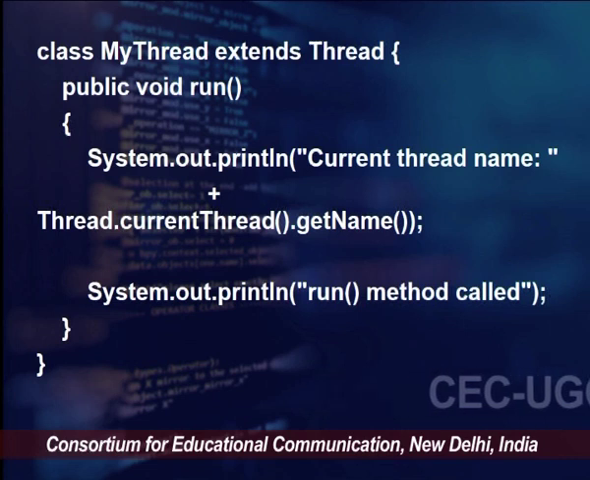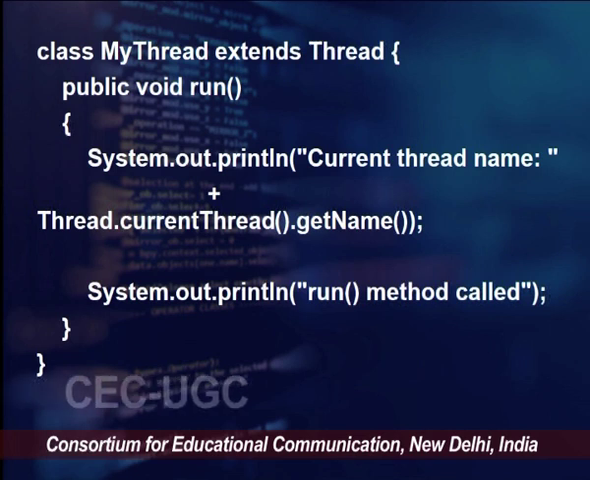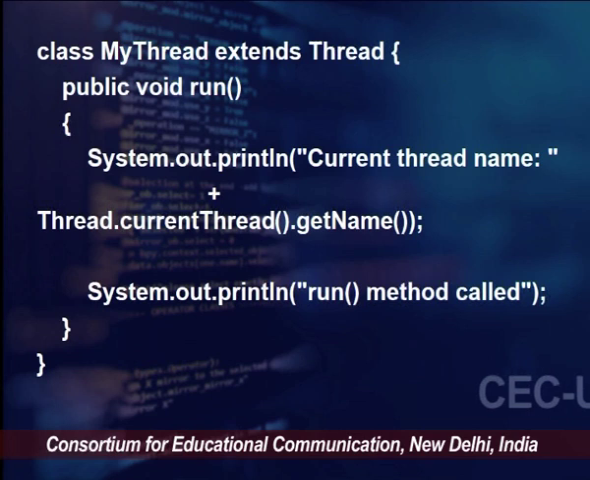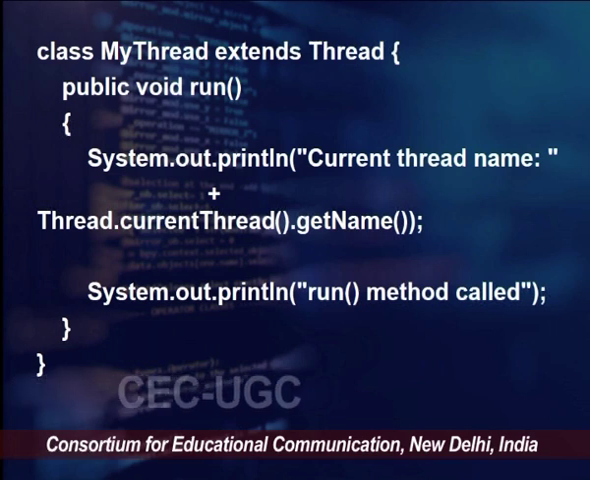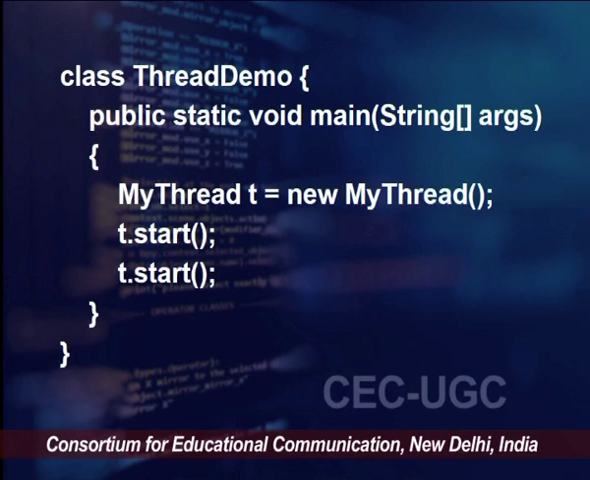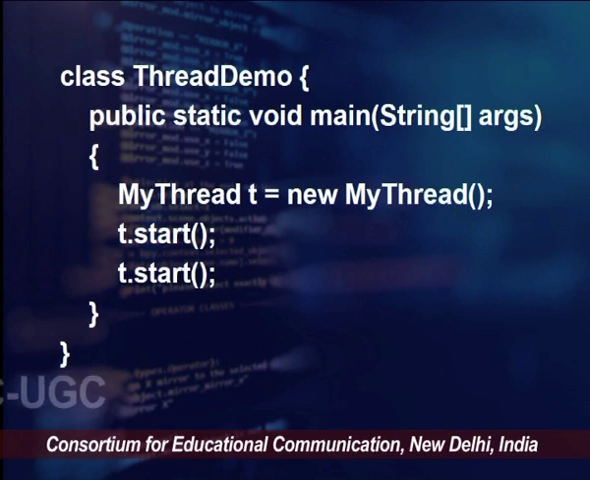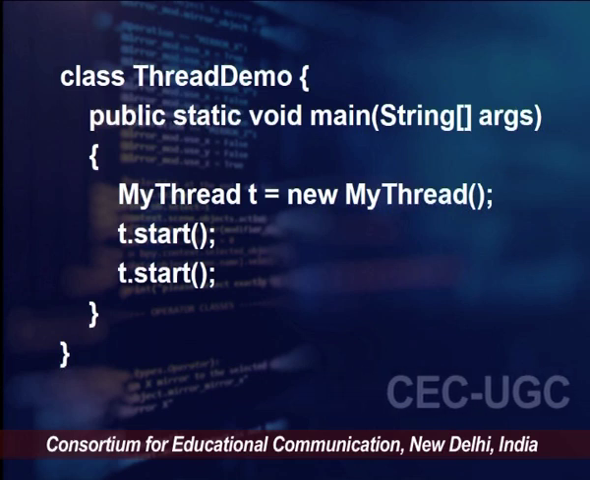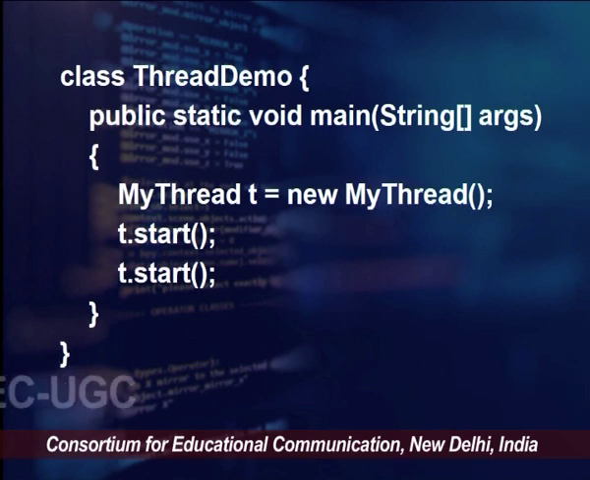Here we have MyThread which extends Thread, then we have the run method which is printing Thread.currentThread().getName(), which we have seen in our previous program also, and then "run method called". So, that same MyThread class is being shown. Then inside the class ThreadDemo, inside the main function, we have used MyThread t = new MyThread(). So, one more new instance of class MyThread is being created, nothing new here. Then we have written t.start() and t.start().